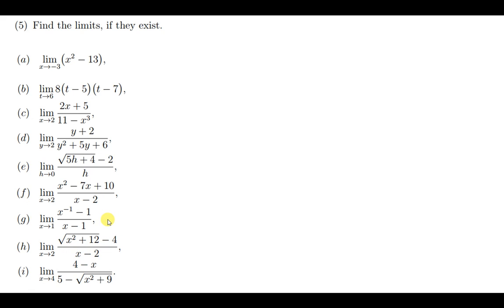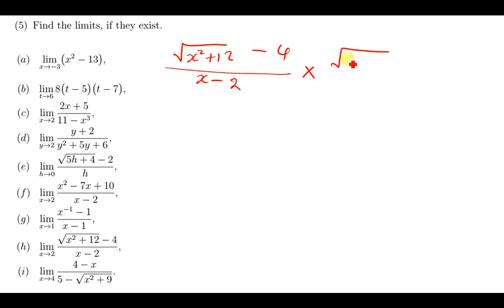Let us simplify. So let's try to find the conjugate of the numerator there. So we have the square root of x squared plus 12, then minus 4, then everything divided by x minus 2. So the conjugate of the numerator is simply the square root of x squared plus 12, then we change the sign there to be a plus 4, then everything divided by x minus 2.